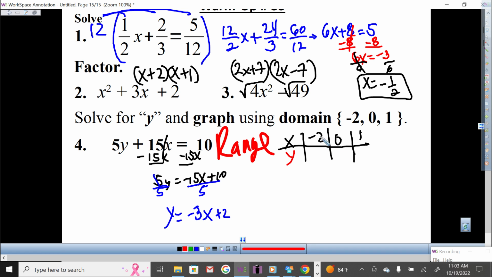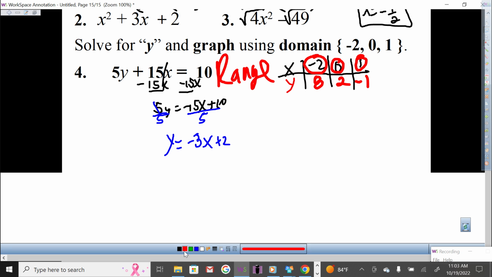All right, here we go. I'm going to substitute the negative 2 first into the x. So negative 2 times negative 3 is 6 plus 2, that's 8. Next value. 0. 0 times negative 3 is 0 plus 2, that's 2. Last but not least, 1 times negative 3 is negative 3 plus 2, that's negative 1.